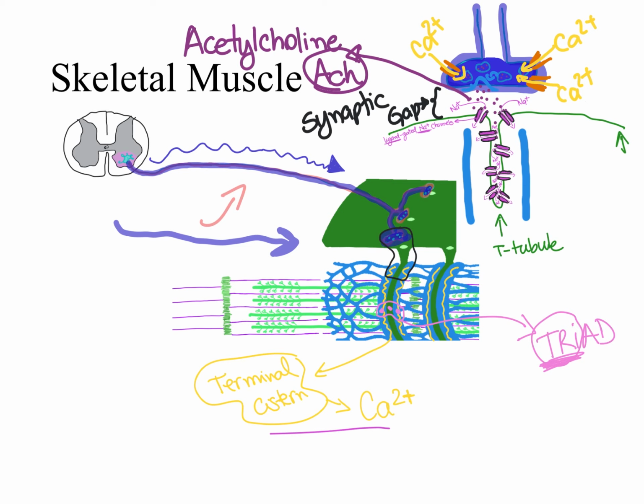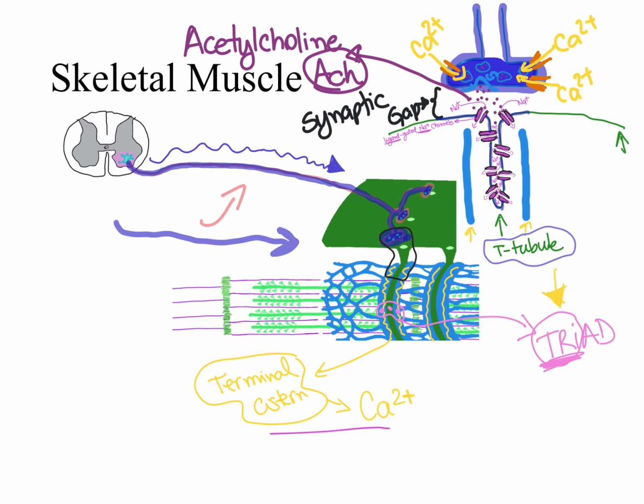And this action potential flows through the sarcolemma. It flows through the plasma membrane of the skeletal muscle cell, including the part of the plasma membrane that goes deep into the skeletal muscle cell, which is what we call T-tubule. Now, the T-tubule, together with two terminal cisterns, one on each side, form a triad.